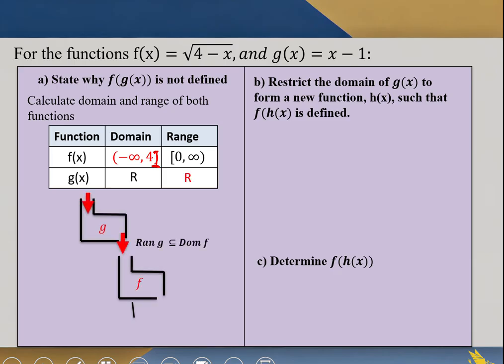Let's go into our machine that we looked at before. We need to look at our range of g, which is R, and we need to look at our domain of f.